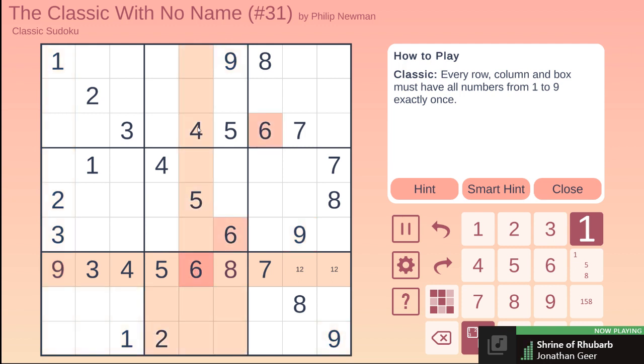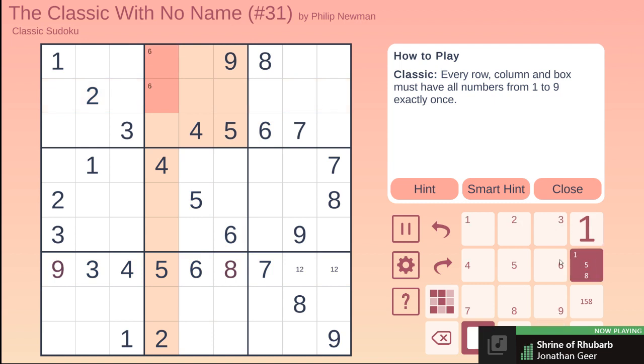There's a lot of 6s over here. So there is a 6 in one of these cells. There's a lot of 8s. There's an 8 in one of these cells. What's going on with the 9s? There's a 9 in one of these 2 cells. Okay. That's good.